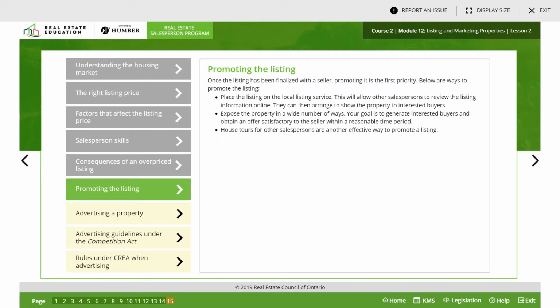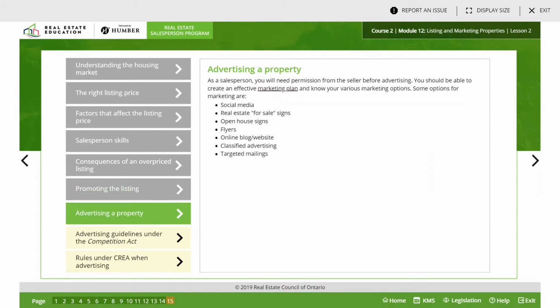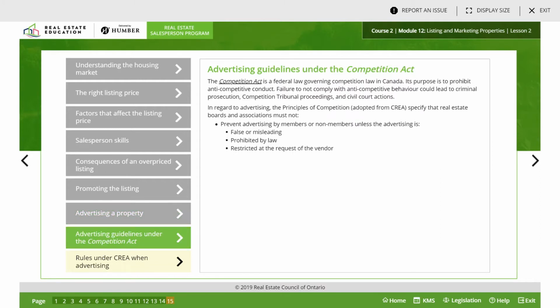House tours for other salespersons are another effective way to promote a listing. Advertising a property: you will need permission from the seller before advertising. So you should be able to create an effective marketing plan and know your various marketing options. Some of these marketing options are social media, real estate for sale signs, open house signs, flyers, online websites and blogs, classified advertising, and targeted mailings.